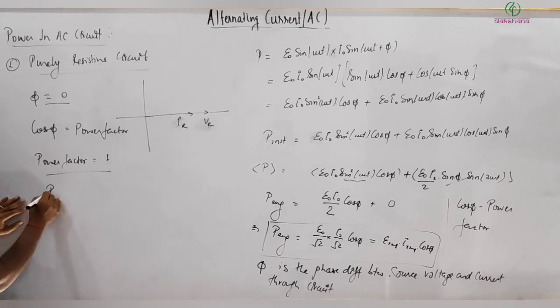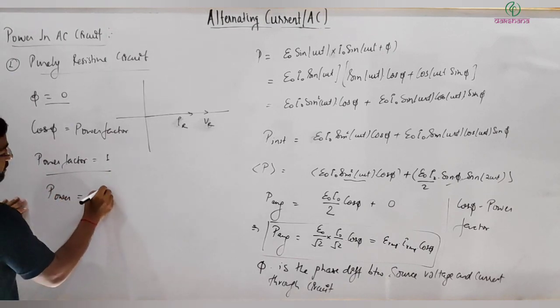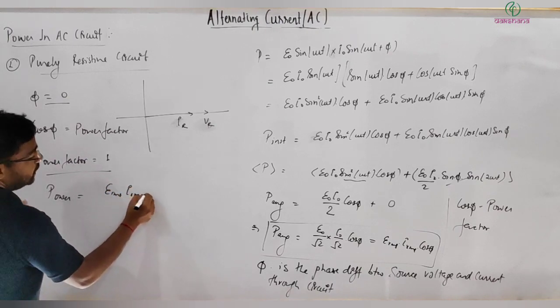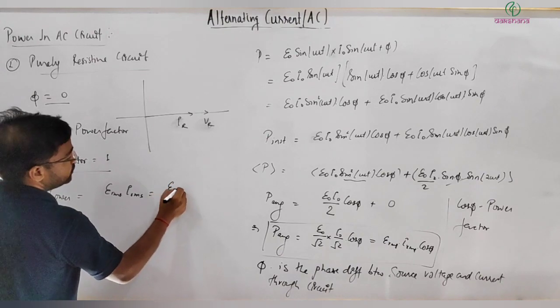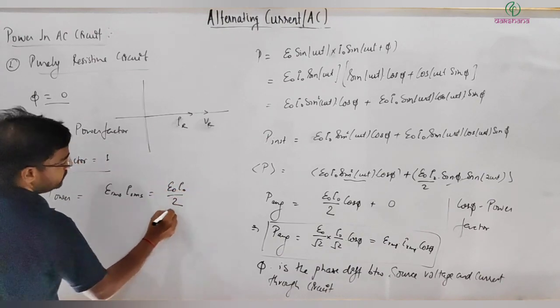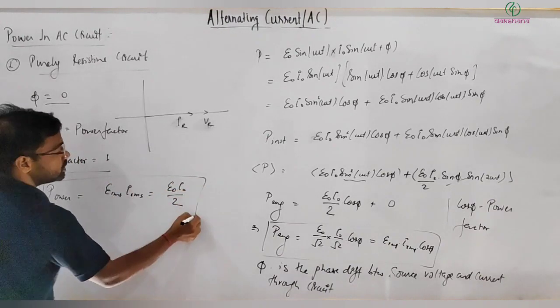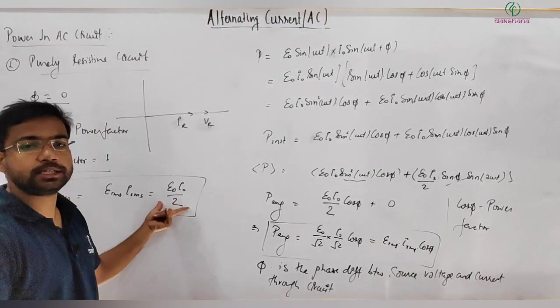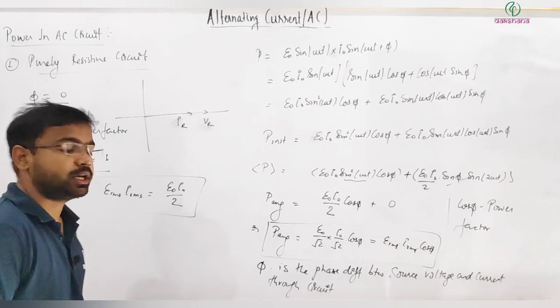So the average power consumed is given by E RMS multiplied by I RMS, that is also equal to E naught I naught divided by 2, because cos phi is 1. So yes, there will be power consumed, and it is given by this relation in a purely resistive circuit.